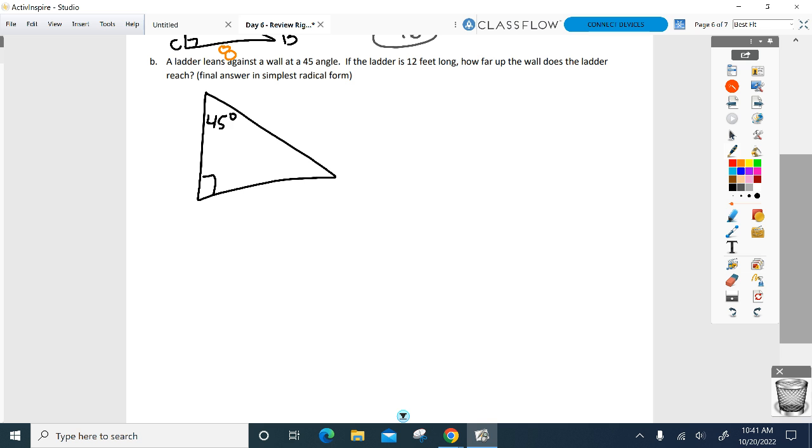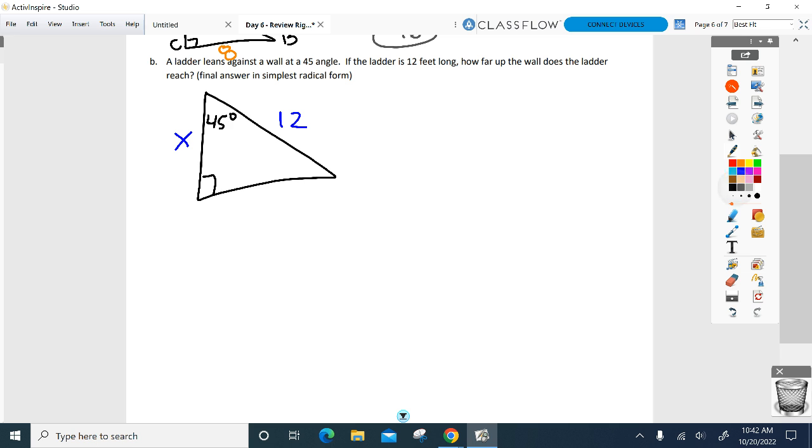Where's the 12 go? The ladder leaning against a building is 12 feet. Should I put the 12 on one of the legs or the hypotenuse? Hypotenuse. Thank you, hypotenuse. And we're looking for how far up the wall the ladder reaches. Is your wall vertical or horizontal here? Yeah, this is what we're finding.